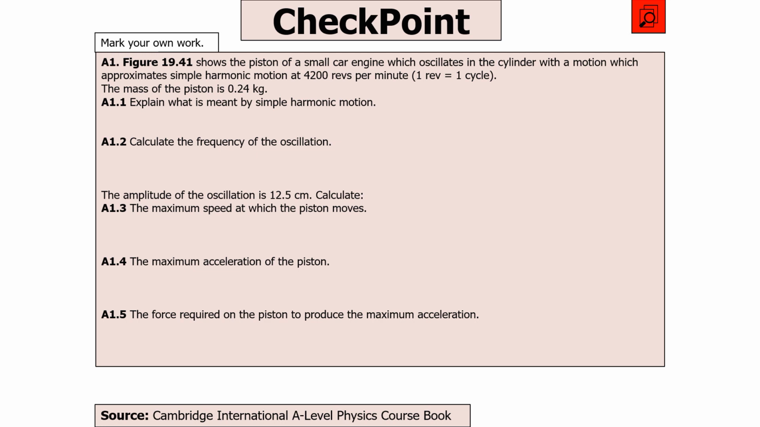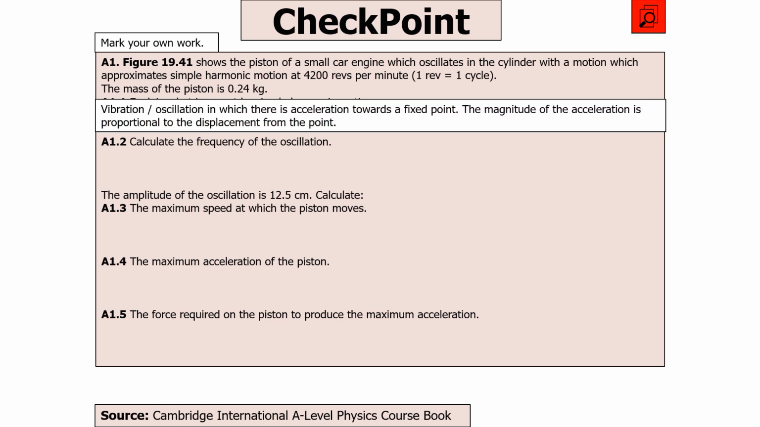Right, in this first one, what's simple harmonic motion? Once again, it's that there's always acceleration towards an equilibrium position, and the magnitude of this acceleration is proportional to the displacement from this equilibrium position. The frequency, well, we know that there are 4,200 revolutions per minute. The frequency is the revolutions per second. It's 4,200 divided by 60, which is 70 hertz.